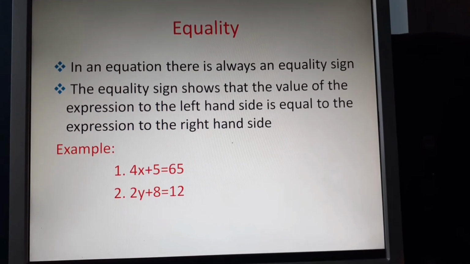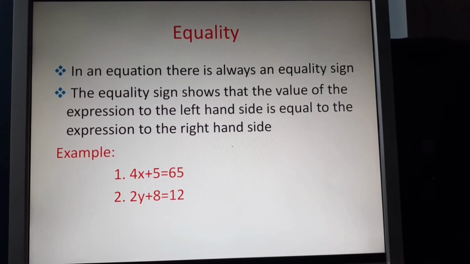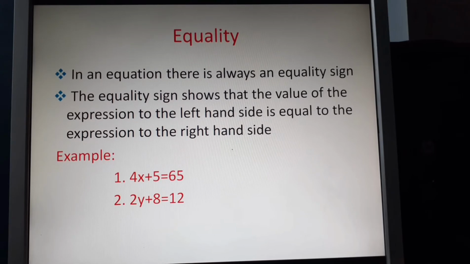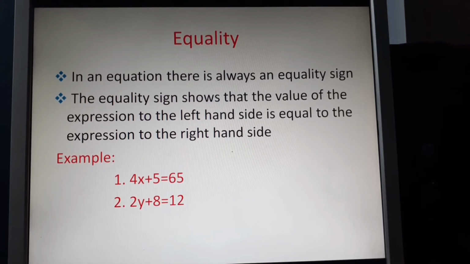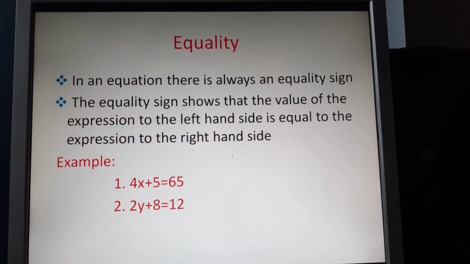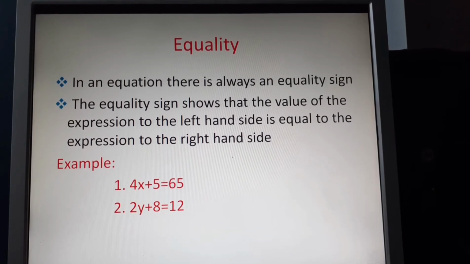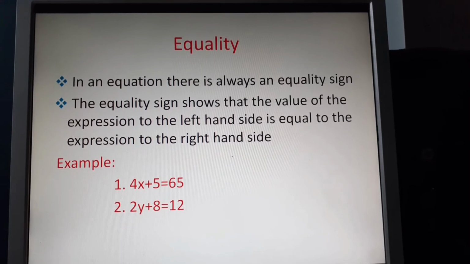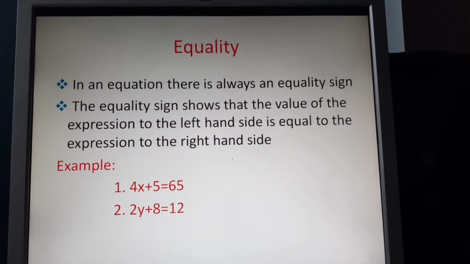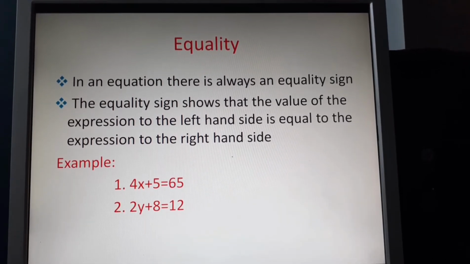If we substitute x equal to 15 in left hand side, we get 4 into 15 plus 5. 4 15s are 60. 60 plus 5, 65. So if we substitute x equal to 15 in left hand side, we get 65. Right hand side is equal to 65, already given. Now left hand side is equal to right hand side. This is called the example for equality.